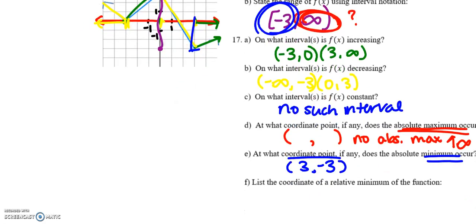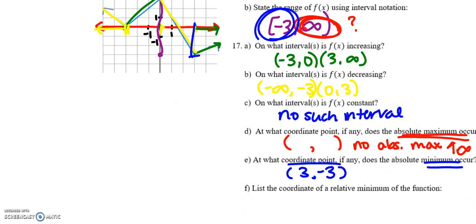Last thing then, list the coordinate of a relative minimum of the function. So in this case, there's only one relative minimum, and that's going to be over here at negative 3, 0. And it's relative because this side was decreasing, this side was increasing. Relative to the things around it, the point negative 3, 0 is a low point because 0 is a lower y value than the points surrounding it.